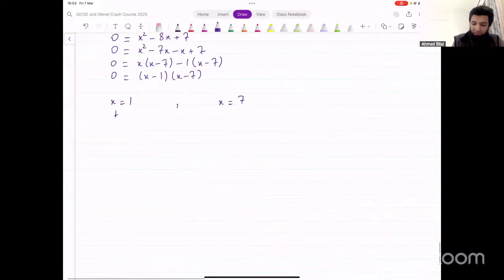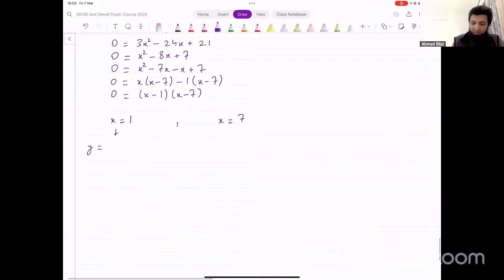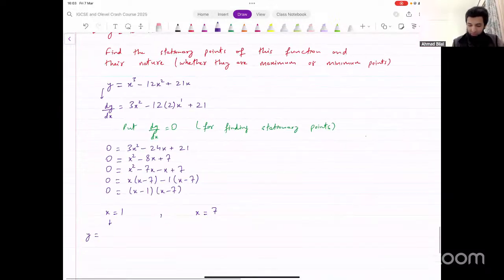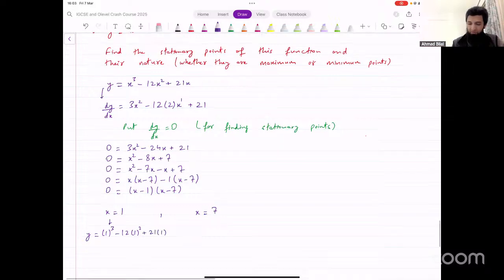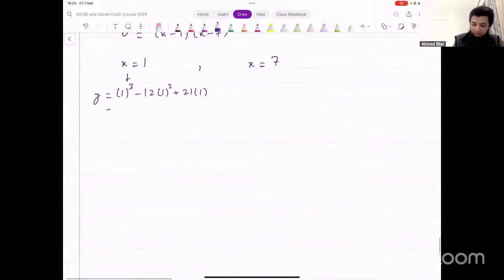When x is equal to 1, put that back in the function. The function is y equals x cubed minus 12 x squared plus 21 x, so that becomes 1 cubed minus 12 into 1 squared plus 21 times 1. That will give us the corresponding y coordinate for this first x value. And then for the second x value, we have 2 cubed minus 12 times 2 squared plus 21 times 2. And now we can simplify this.